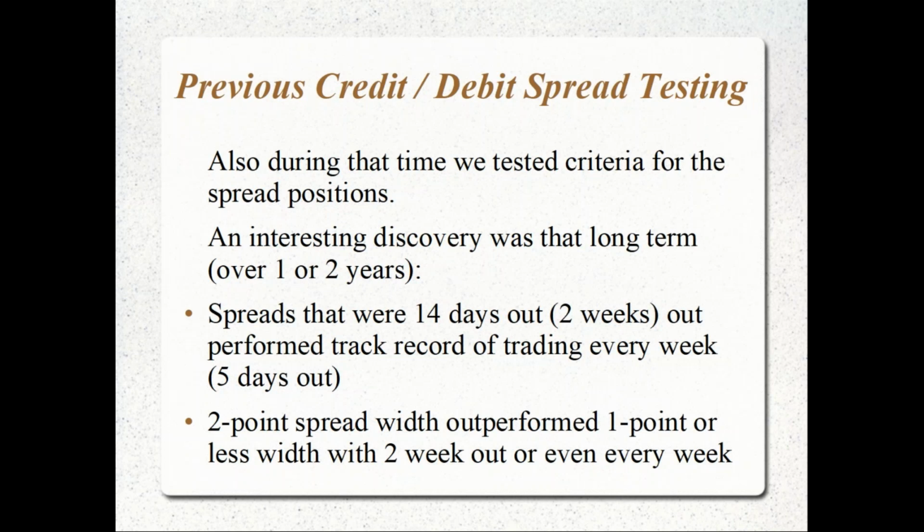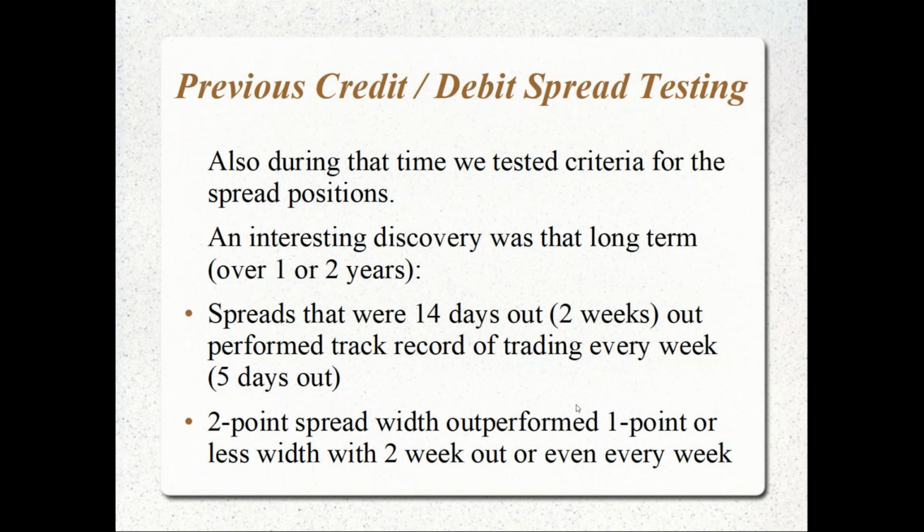If I push that 2 weeks out for the higher net credit, even though the ROI was less, percentage-wise, you look at the comparison, the net credit maybe moved up 8%, but the ROI dropped down 12% with a 2 week spread. The 2 weeks outperformed the weeklies every iteration. It was kind of amazing. And I'll talk about that in just a moment. And the 2-point spreads outperformed 1-point spreads, believe it or not. And that was kind of interesting.